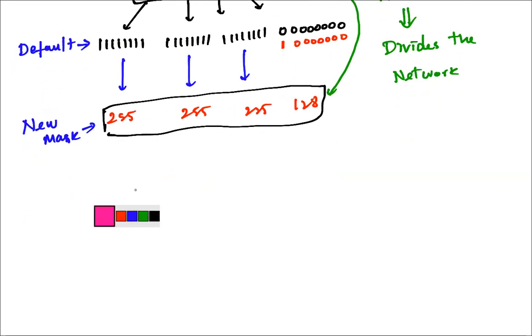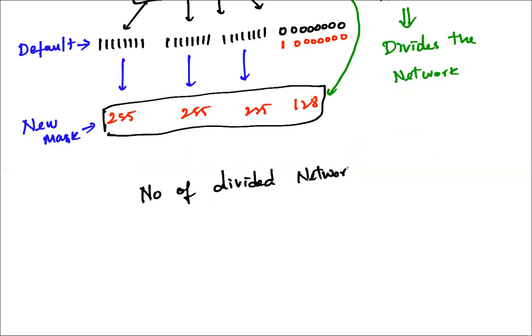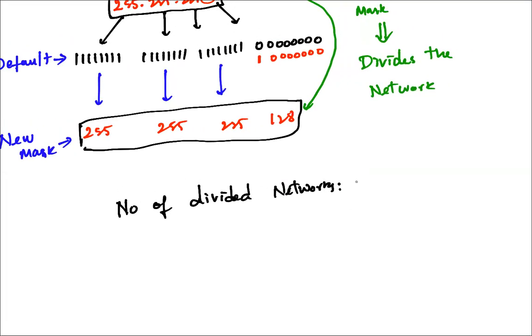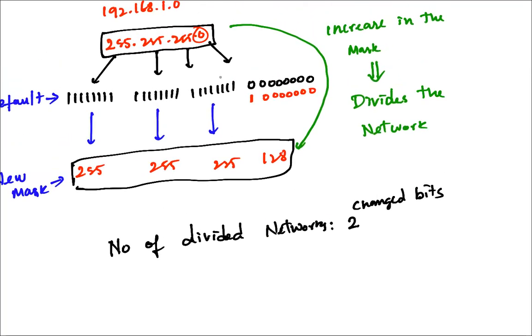There is a formula to find out the number of divided networks. The formula is 2 to the power of changed bits. Please keep listening to me. We know that whenever the mask is increased, the network is divided. But how many networks are we going to have? That we don't know.